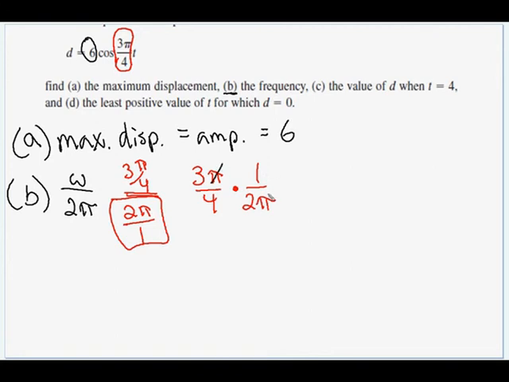And we can see on the diagonal the pi's cancel. Multiply straight across the top, we get 3. 4 times 2 is 8. So that's 3/8 cycles per second, or they didn't give us any time unit for this, so cycles per unit of time, or time unit.